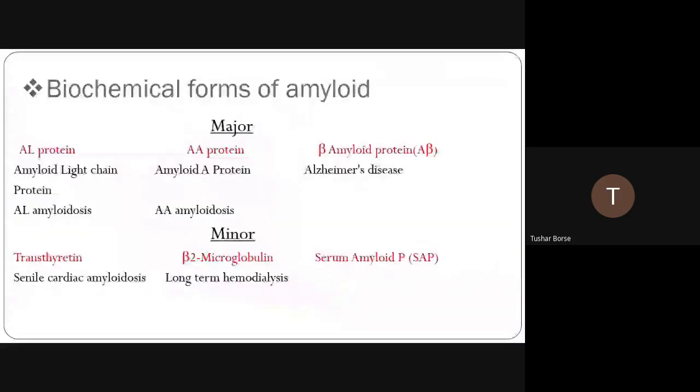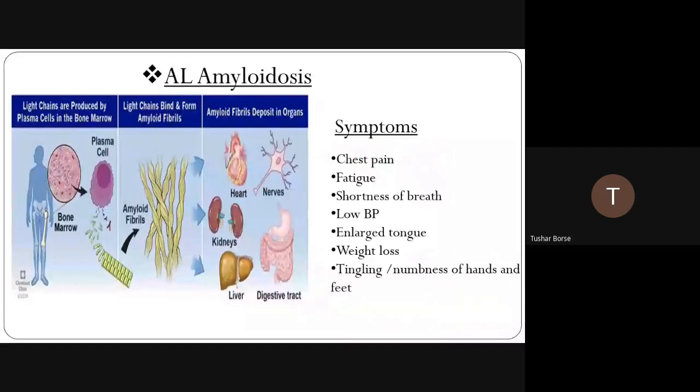So, what does AL protein cause? AL protein causes AL amyloidosis. It is caused by a bone marrow disorder. We all know that bone marrow produces cells in the blood system, including the plasma cells. Plasma cells are part of the immune system, and they make antibodies, immunoglobulins. Immunoglobulins are composed of four chains, that is two light chains and two heavy chains.